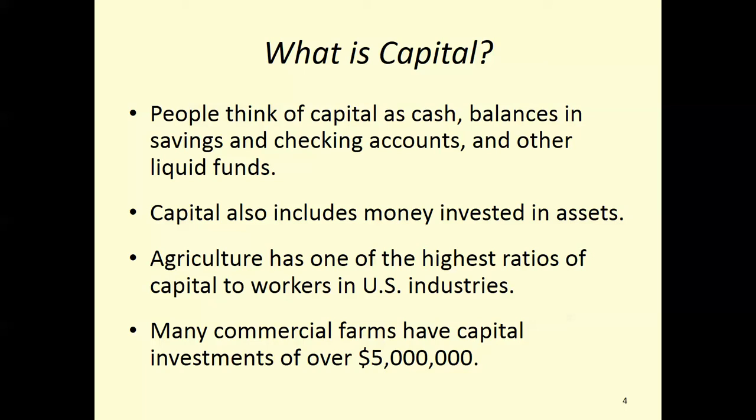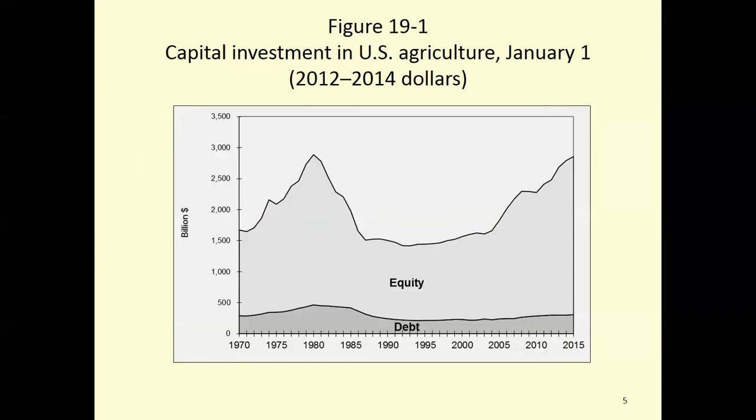So agriculture is an industry with a high amount of investment per person. This is one of the reasons that we think of agriculture as a business that's fairly tough to enter. Many commercial farms have capital investments over $5 million, like I just said. It doesn't take that big a farm today to have investments over $5 million.